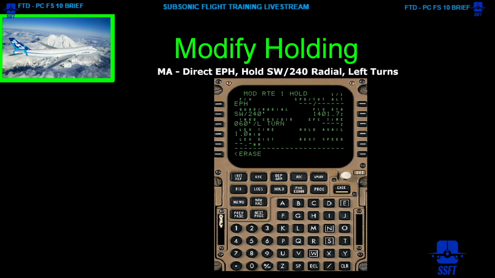And so we did that already by just typing L in the scratch pad, line selecting it to the L3 position. And then that changed it from right to left turns. And so they've already done that. Anytime you're given a VOR hold with a radial, it's easiest just to put it in the radial line, because then the computer does the work of figuring out the quadrant and the reciprocal and the inbound, and the turns will always be right, and you need to change it to left.